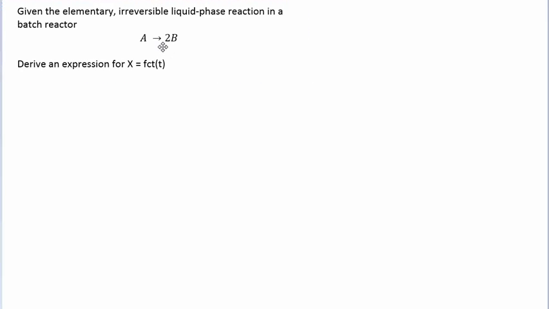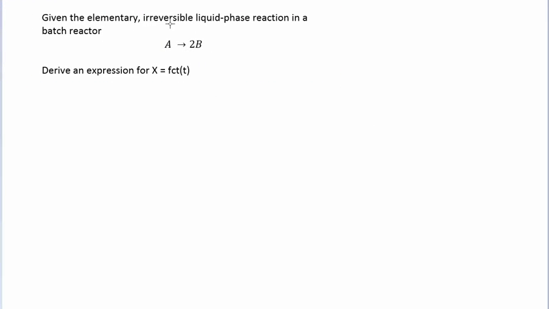So let's see an example of a problem that we could be given. It could look like this. We have an elementary irreversible reaction, that's going to be this. We could specify that A and B are both going to be liquid. That's going to be important, you'll see in a bit. And we could specify the reactor that it's being run in. So it's being run in a batch reactor. And you're told to get an equation that describes the relationship between the conversion and the time.